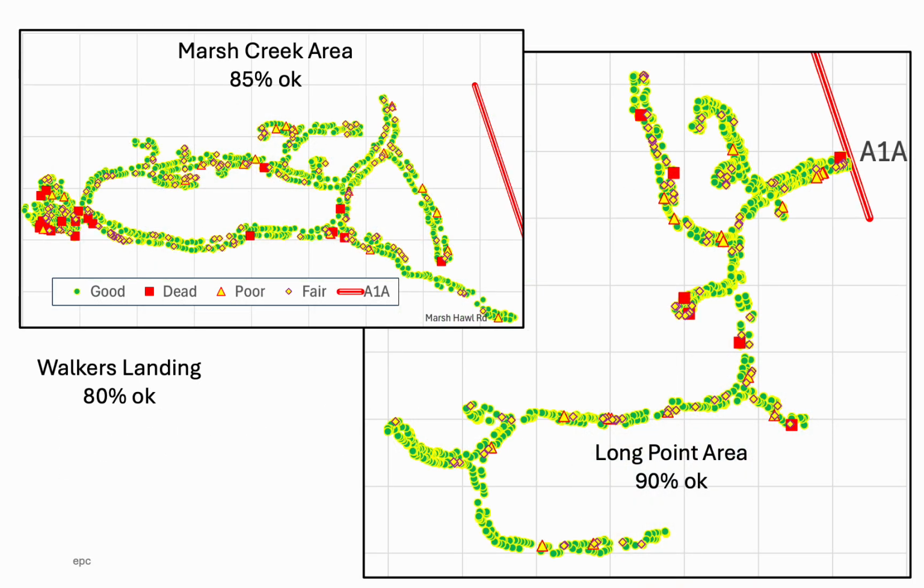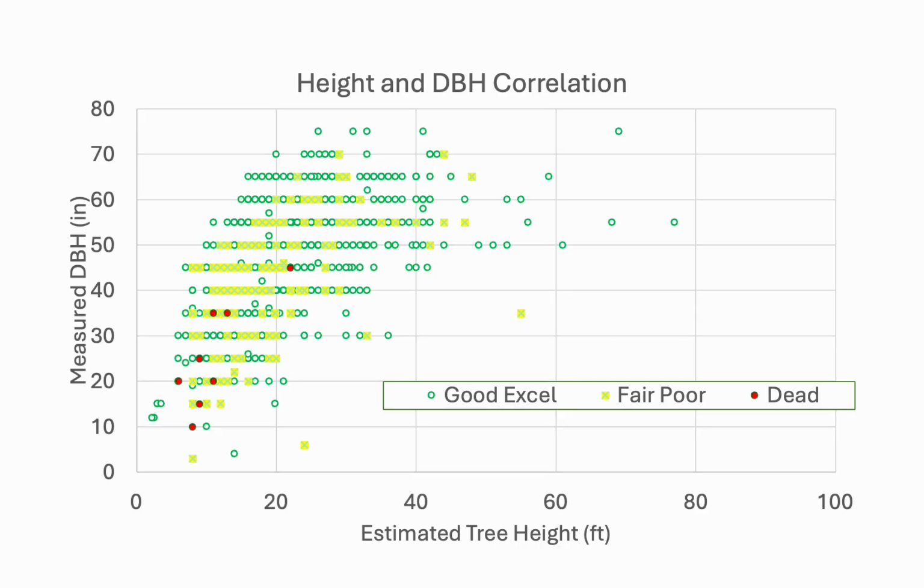The arborist provided location information to pinpoint each tree and its health on our maps. They also characterized each tree's size and physical conditions, recommending actions to prolong tree life. These were largely along the road shoulders in Long Point and Marsh Creek, a total of about 12 forested acres.